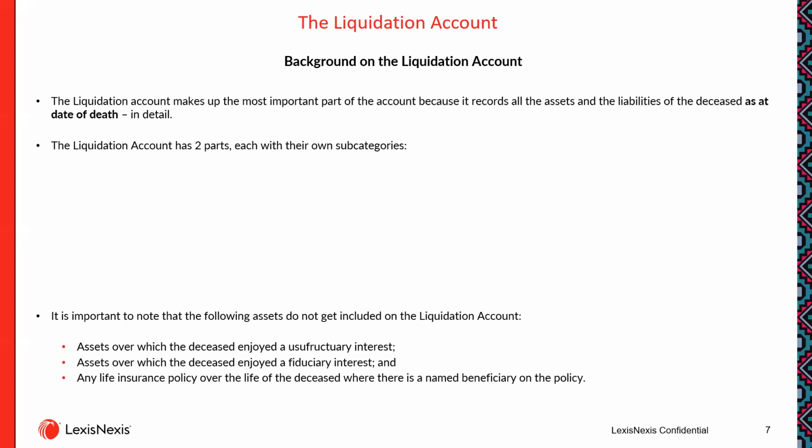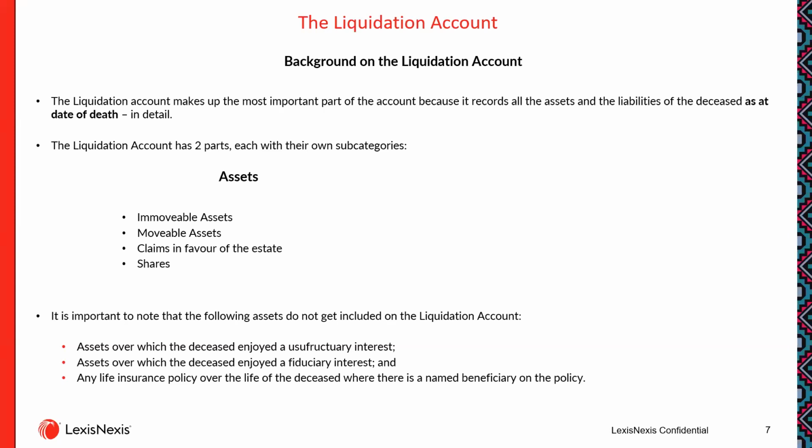Our liquidation and distribution account is then split into two parts. So in our liquidation account, we have our assets. And in our assets, we include all immovable property, which relates to property, movable assets, which relates to personal effects, vehicles, any movable property, any claims in favor of the estate, like bank accounts, insurance policies, anything with a monetary value, and then shares, of course.